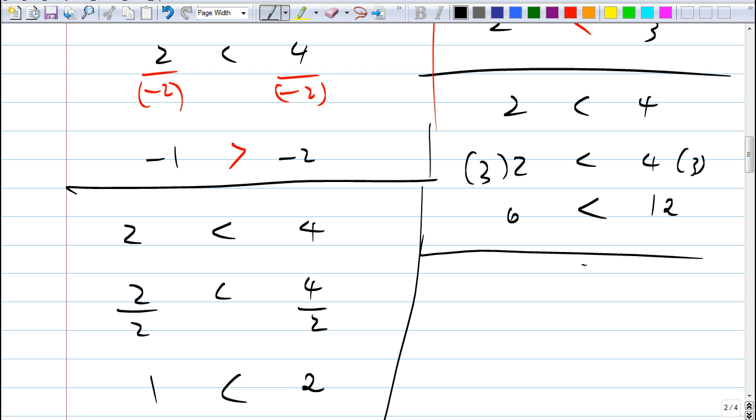Okay. What about addition and subtraction? It doesn't really change much, does it? If you add or subtract on both sides of an inequality, for example, let's say the left side is smaller and the right side is greater. If you were to subtract the same number from both sides, does the greater side become the smaller side?